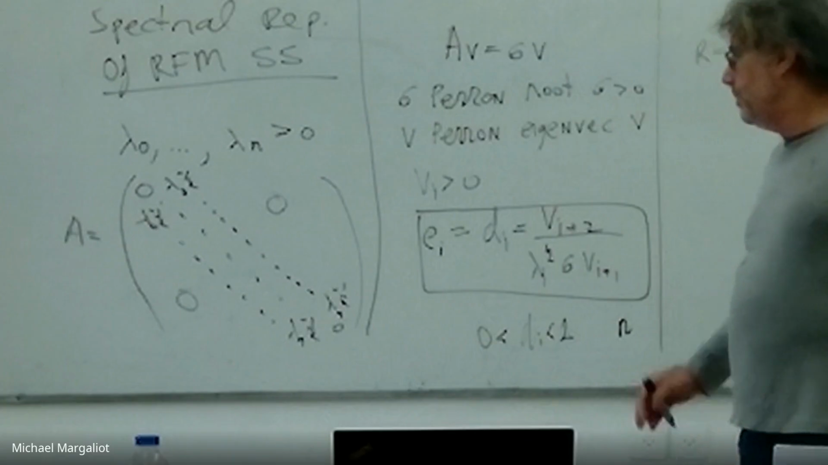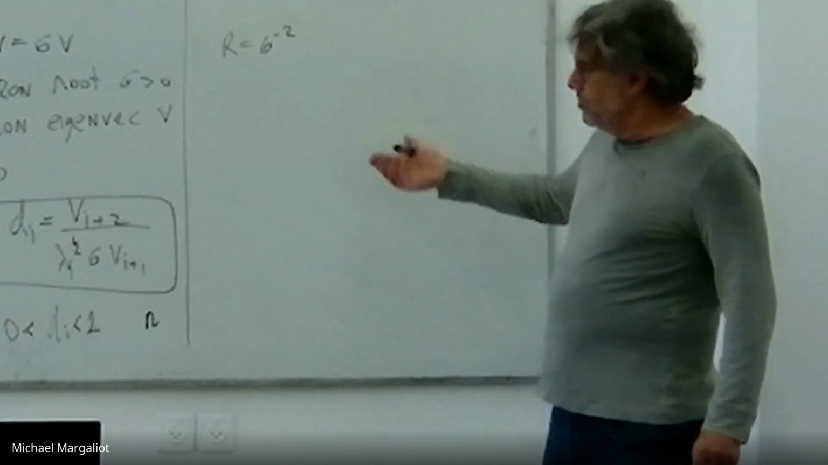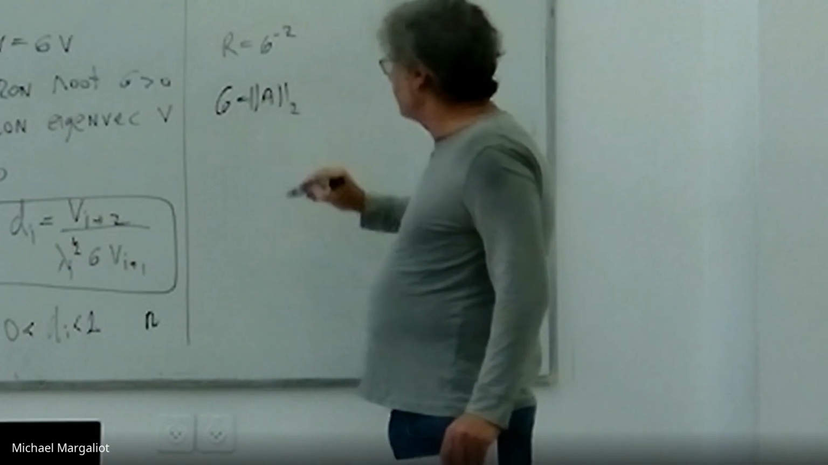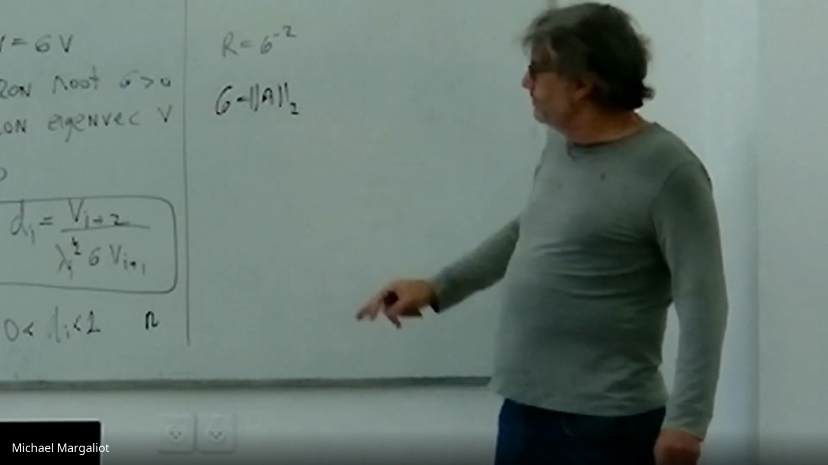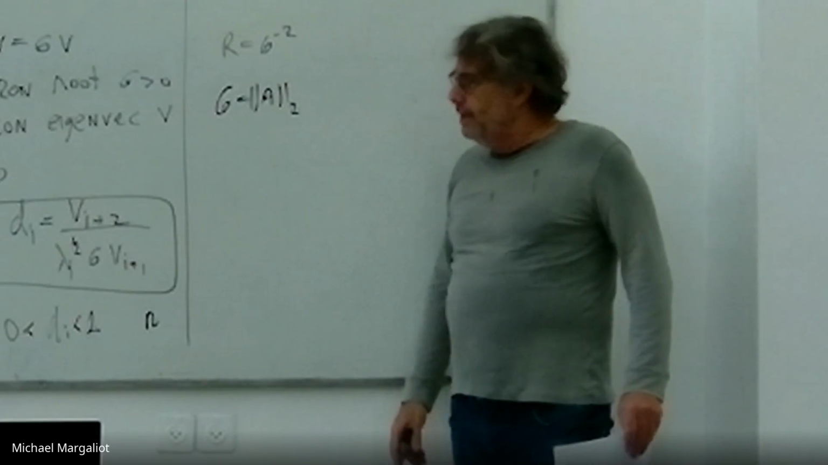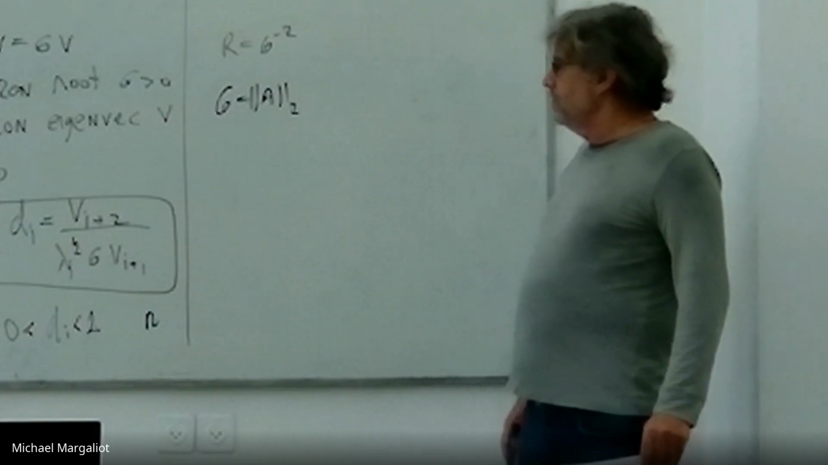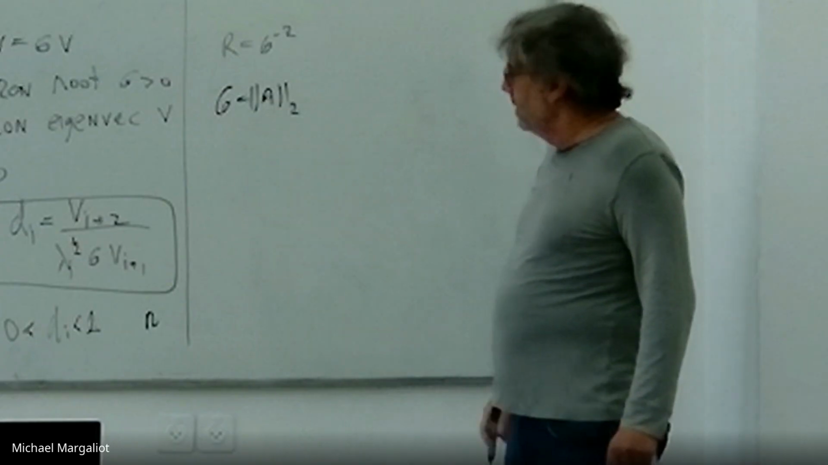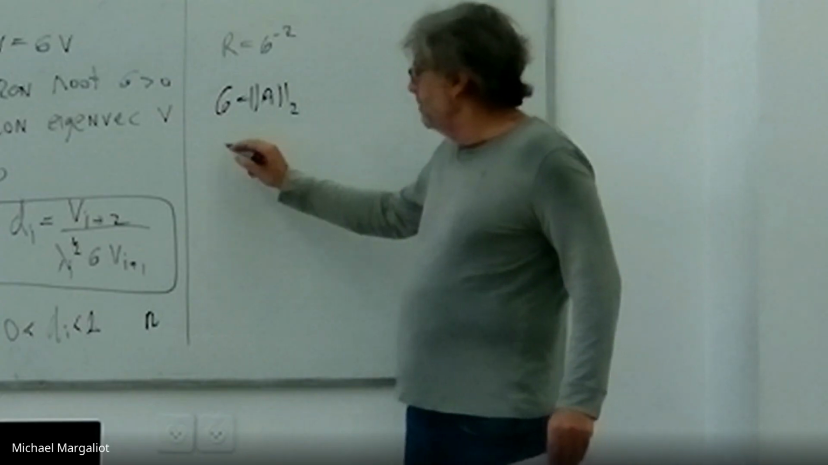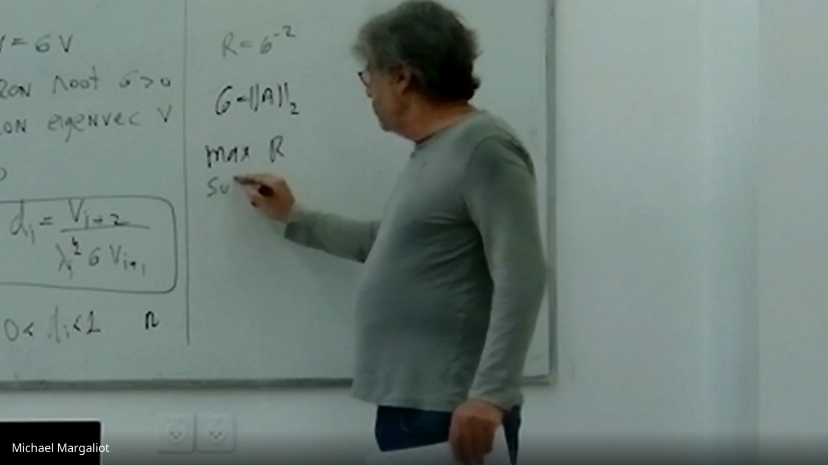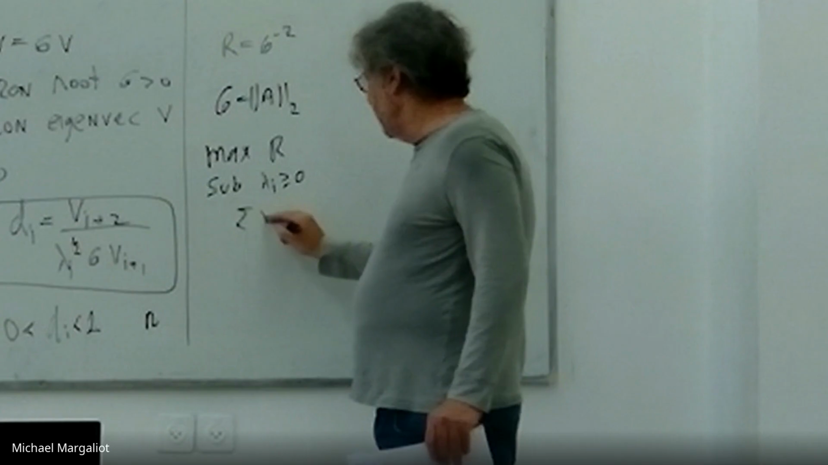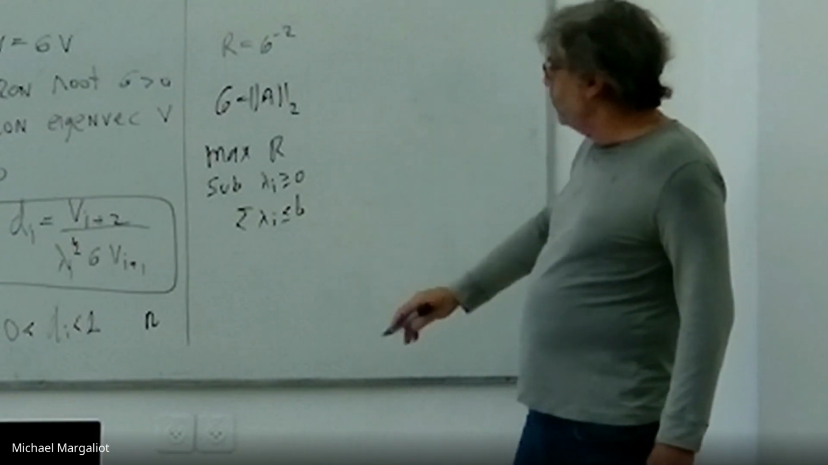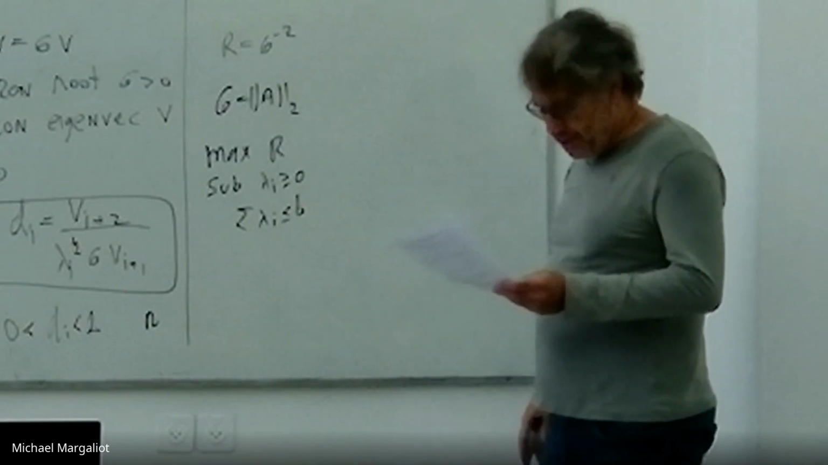Another implication was that, because of the special structure of this matrix A, sigma is the L2 matrix norm of A. Using the fact that the matrix norm is always a convex function, we concluded that the problem of maximizing R subject to lambda_i positive and some constraint on the total budget of the lambda_i's is a convex optimization problem, and this has many advantages.